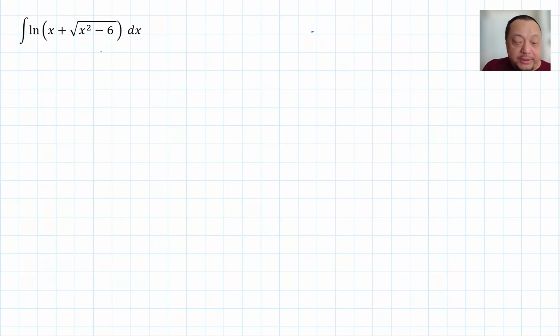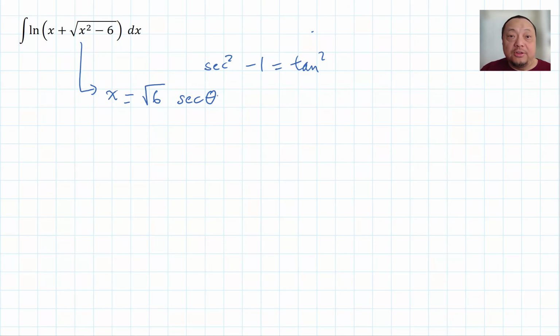You may also have recognized that this x squared minus 6 is a similar form to the trig identity secant squared minus 1 is equal to tangent squared. So you may have tried x equal radical 6 secant theta. Well, if you did that, then the inside of the parentheses works out pretty nicely, but it doesn't help you deal with the ln on the outside.